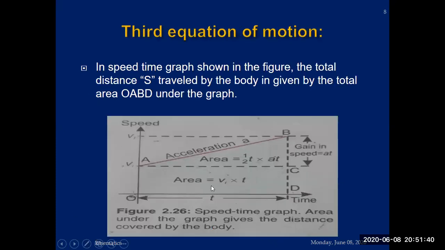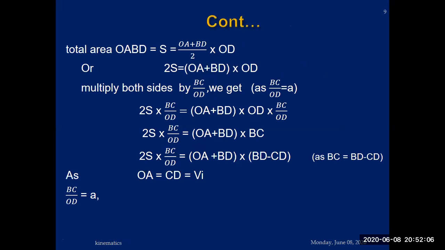Now, the third equation of motion. Again, the speed-time graph shows that the total distance traveled by the body is given by the total area OABD under the graph. This is the total area OABD covered by the body under this graph. When you apply this technique, first you calculate the area of the triangle, then the area of the rectangle, and when you add these two, this is the total area OABD.